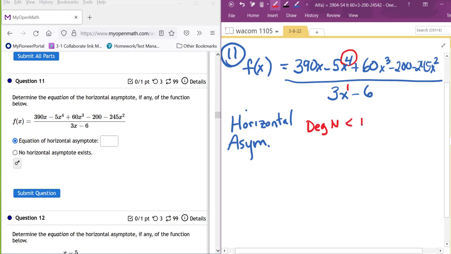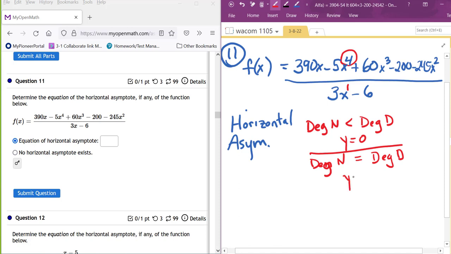If it's less than the degree of the denominator, then your horizontal asymptote is y equals 0. But that's not the case here. The degree of the numerator is bigger, right? The second case, the degree of the numerator equals the degree of the denominator. Then you take a fraction of the leading coefficients. So I'll just put L's there.